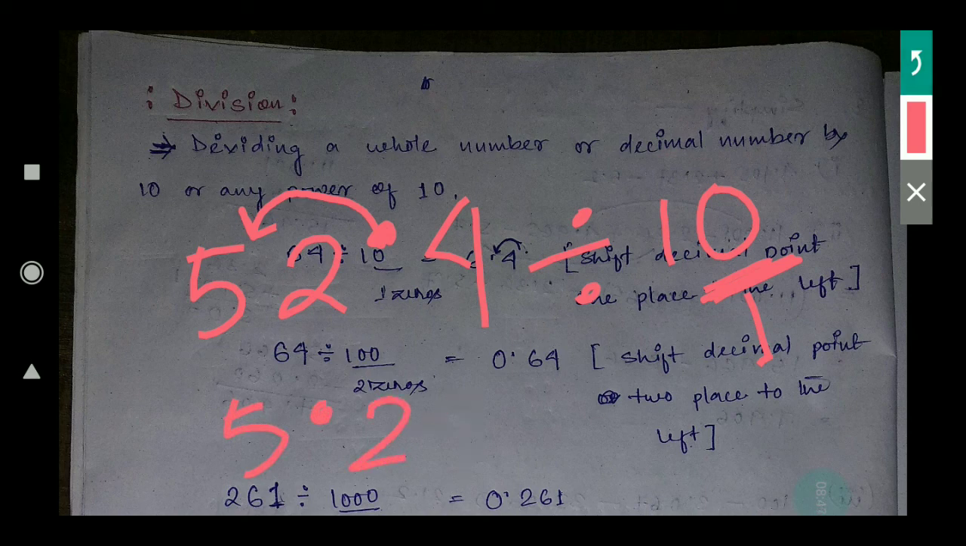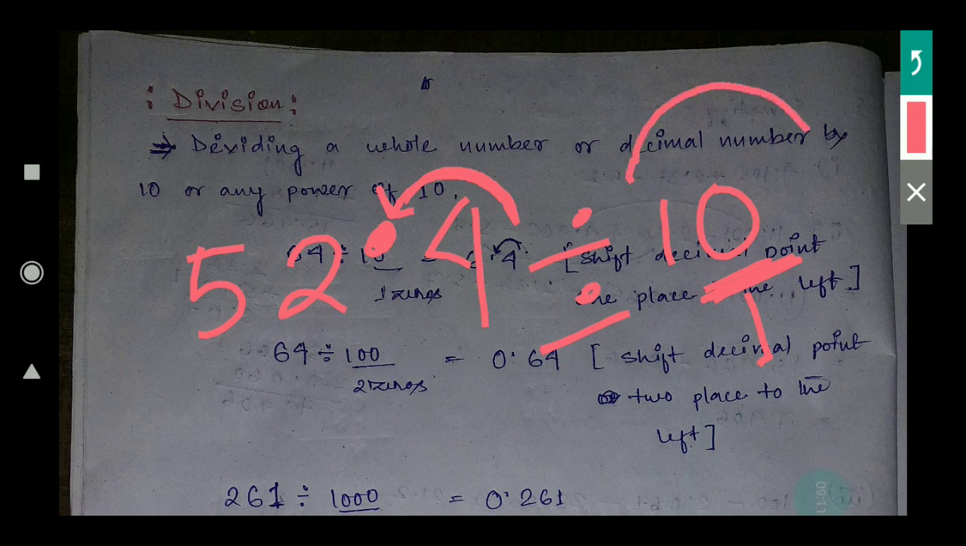Don't get confused. In this case also, from where the decimal point is there, from that position it will shift to the left side by 1 place, according to the number of zeros given. That means for division, according to the number of zeros, the decimal point will shift to the left side, and for multiplication the decimal point will shift to the right side. Understood? Okay, so this is clear.